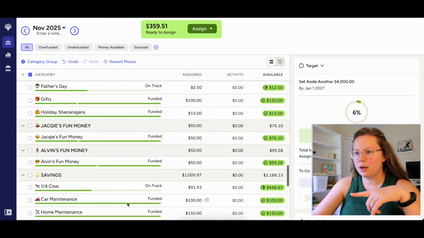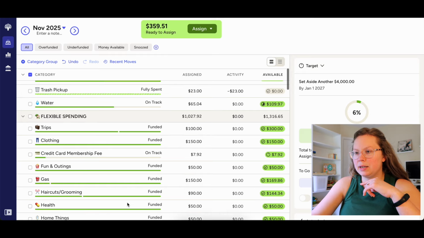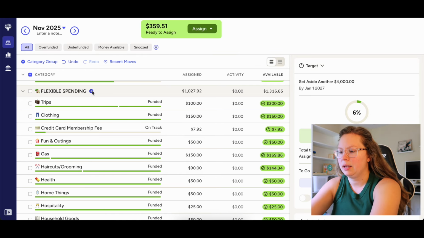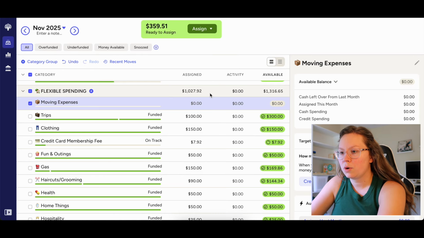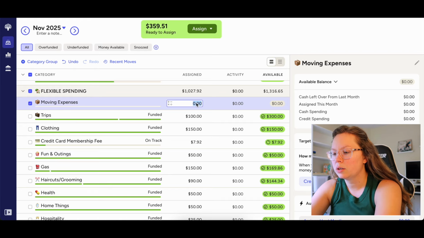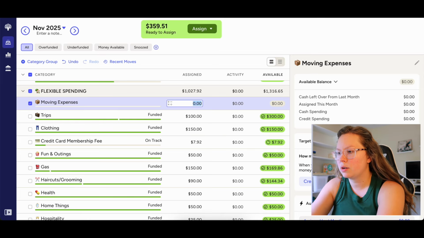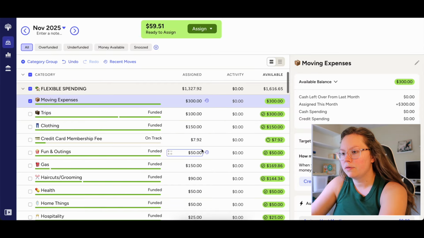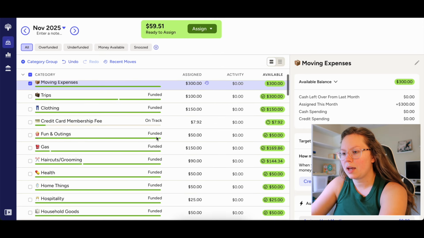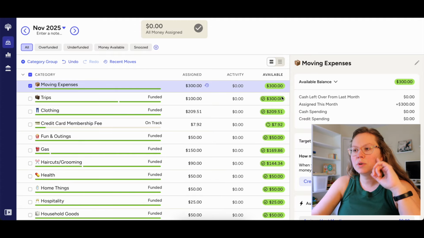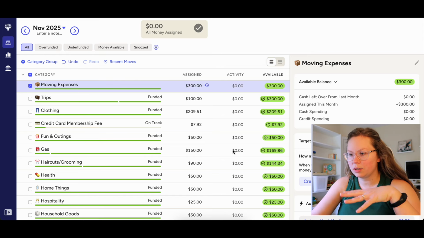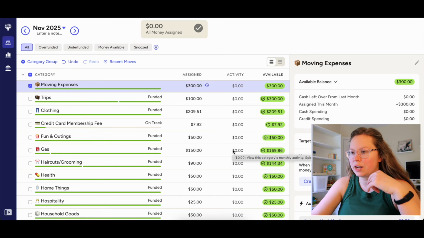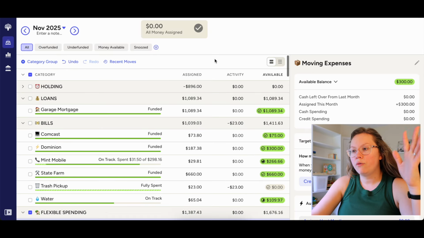So let me go up here to flexible spending, and we are going to add a moving category, and we're not going to put a target or anything. We are literally going to throw $300 in there because we'll probably have to rent a truck, buy boxes, things like that. And then the other $59.51, I actually want to put into clothing. So that's what you want to do. You want to get all your money to zero and have a job for every single dollar. That is our full budget for the month.